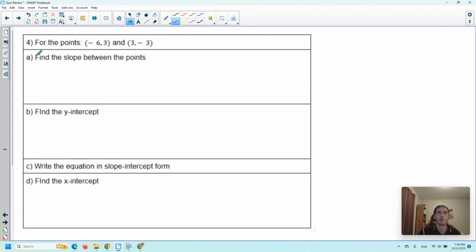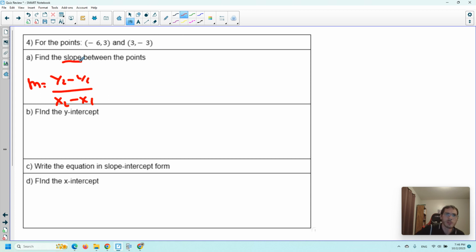For number 4, we got a couple points. So this one's a little bit long, but for the first one, it says find the slope between the points. Slope is going to be m, so we can use our equation for m. M equals y2 minus y1 over x2 minus x1. So we're just going to use our equation to figure it out.